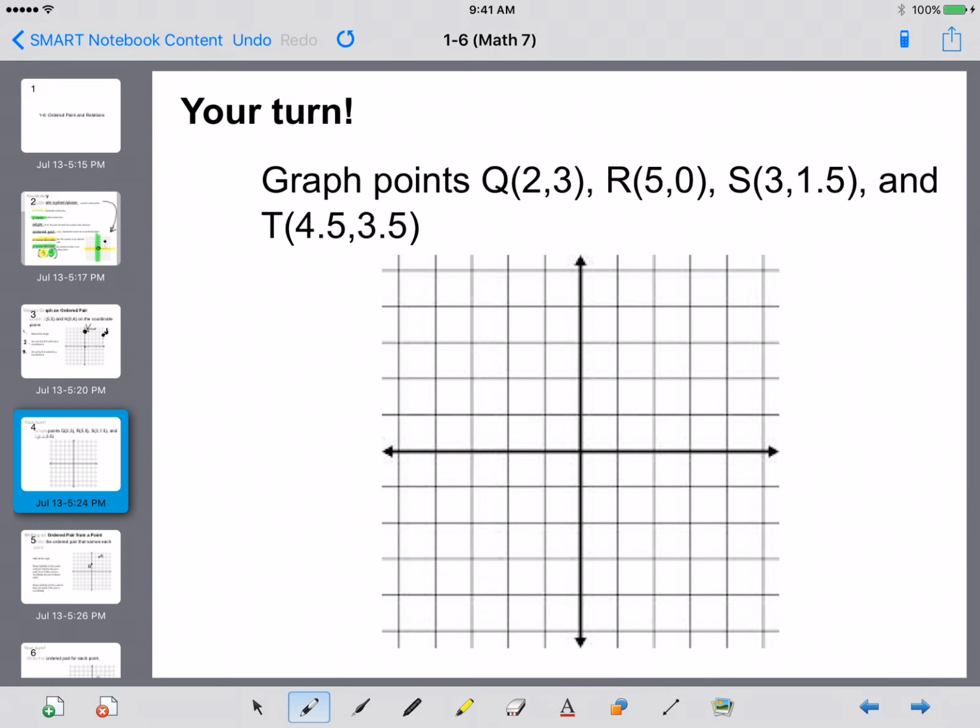So I want you to try and graph these and check and see if they're matching up with where mine are. Q is at 2, 3. R is at 5, 0. S is at 3, 1.5. And T is at 4.5, 3.5. Okay, so check and see if those are the same. If not, see where you went wrong.